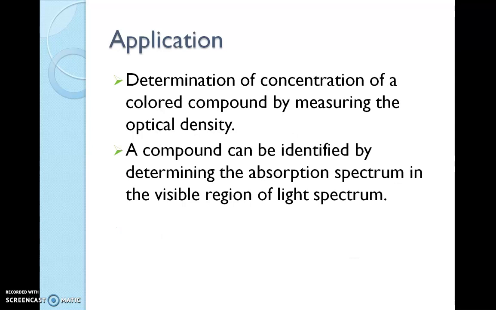And then what are the different applications of a colorimeter? Determination of the concentration of a colored compound by measuring the optical density, and a compound can be identified by determining the absorption spectrum in the visible region of the light spectrum. And then what are the disadvantages of colorimeter measurement? A range of filters is required to cover different wavelength regions. Also the spectral bandwidth of these filters is large in comparison with that of the absorption band being measured.